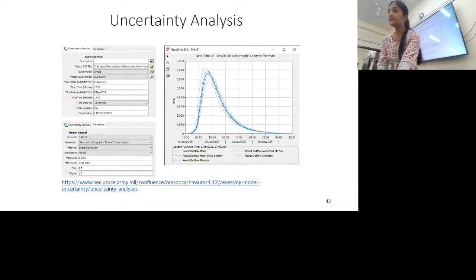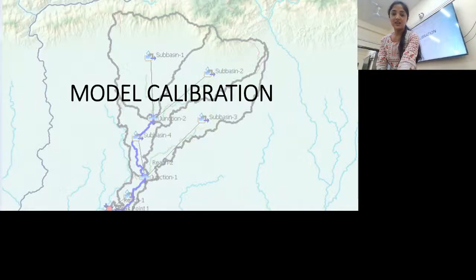So these are some simulation types. Once you understand what a hydrologic model is, what is HEC HMS, then we simulated the model. So our next step is to calibrate the model. So what is model calibration? There are a lot of slides. I will give you the presentation. I will not explain everything, but I will briefly tell you what model calibration is.